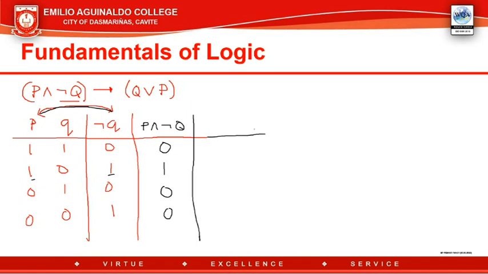Okay, next thing is, let's find the disjunction of Q and P. So, madali lang. Ito lang dalawa na yan. Okay, if we're going to find its disjunction, if we have a presence of 1, it means the value is also equal to 1. So, this is just 1, 1, 1, and 0. Okay, this is Q disjunction of P.